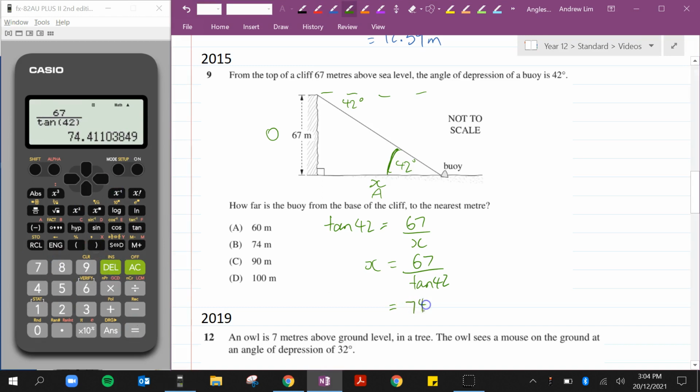Which is 74.4. To the nearest meter, that's 74 meters, so the answer is B.